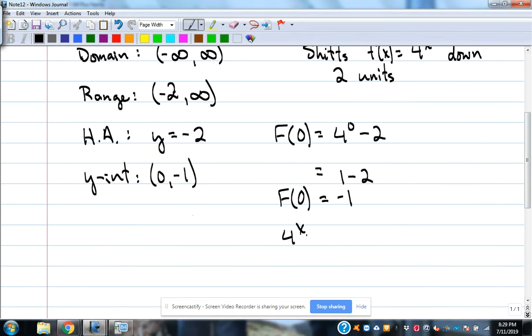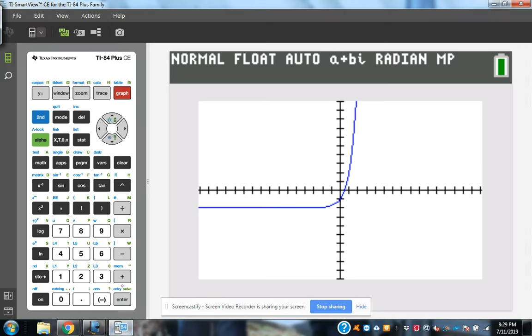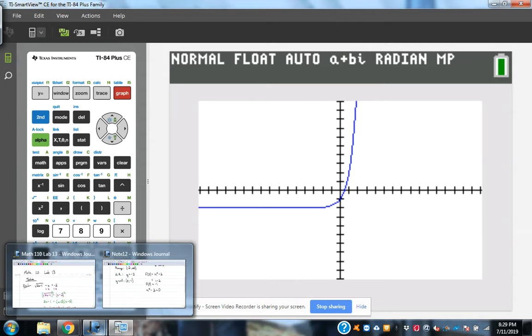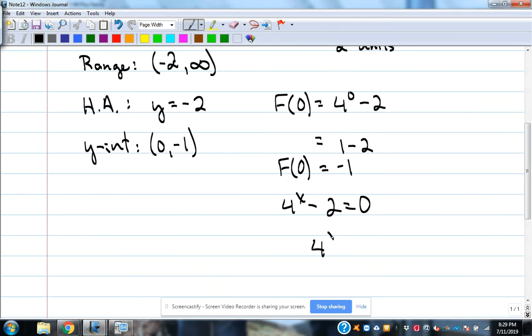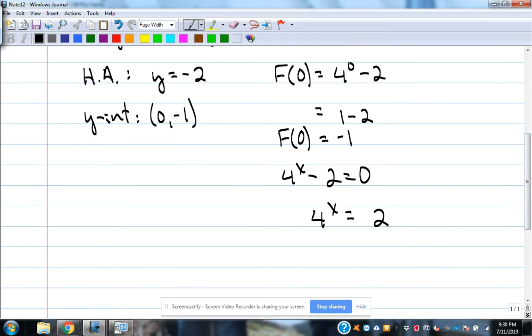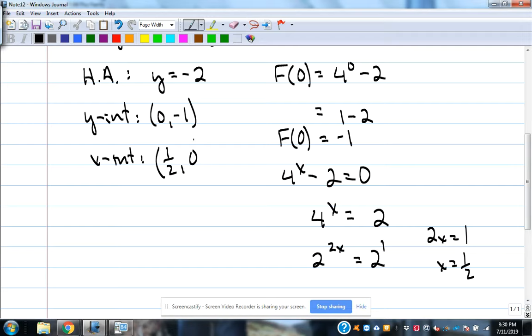And then we could get an x-intercept by setting the equation equal to 0. So 4 to the x minus 2 is equal to 0. We can also look at the graph and see whether it's crossing. It looks like at maybe about 1/2. If we solve this equation, 4 to the x is equal to 2, then think, okay, well, 2 to the 2x is equal to 2. So that's 2 to the first, so that means 2x is equal to 1, x is equal to 1/2. So that x-intercept for this one would be at 1/2, 0.